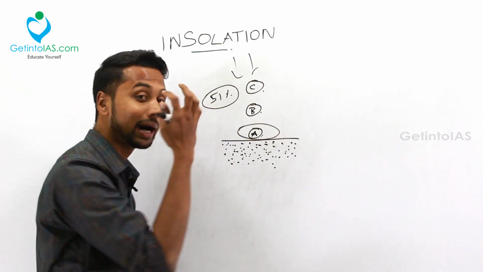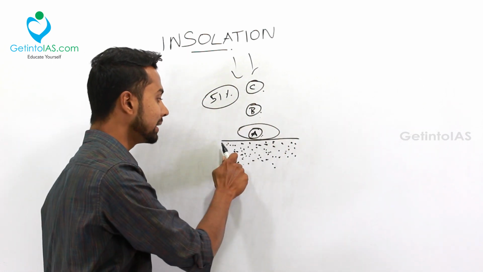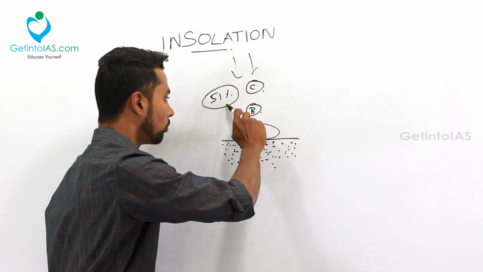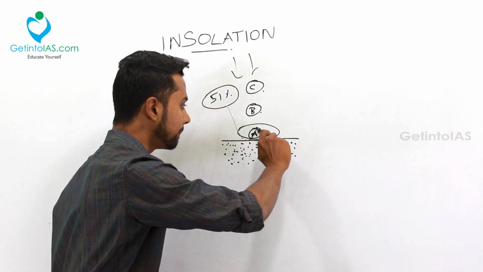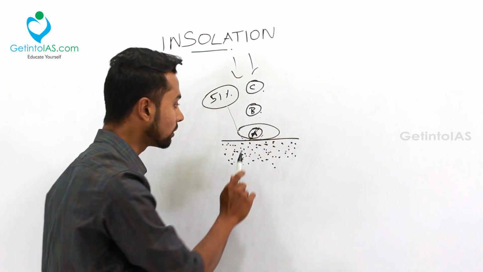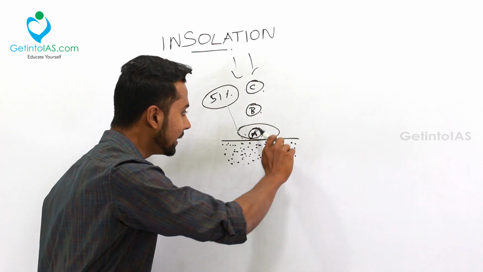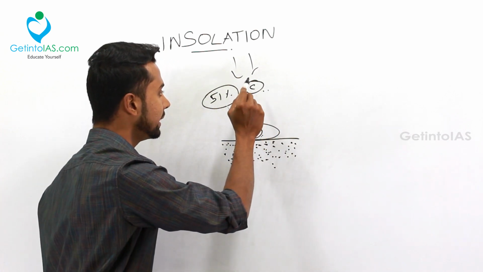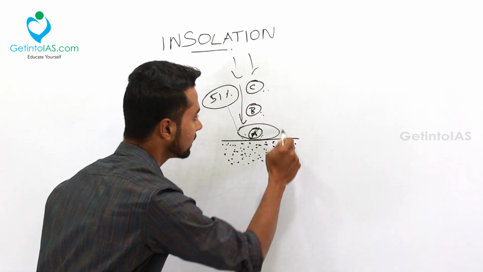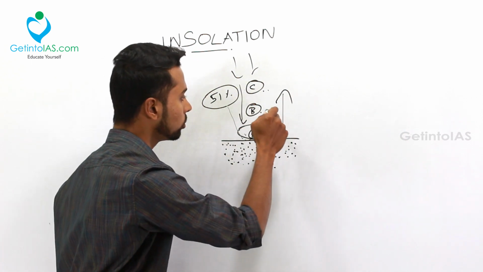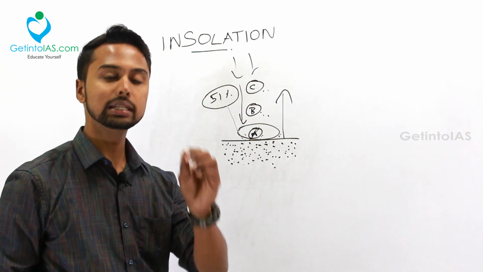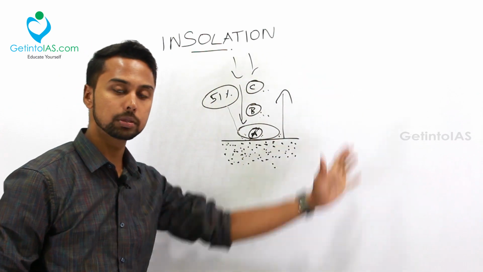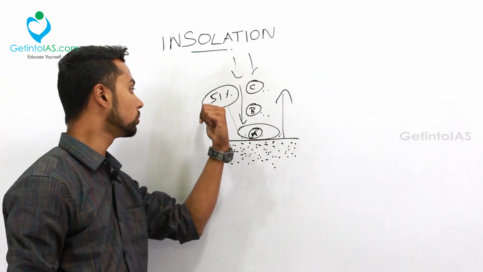Part of that 51% will be absorbed by the land surface, and the remaining is radiated back. While it is being radiated back, the heating starts from this area only. This area starts heating, next B, next C. So the heating process is not from the top; it happens from A to B to C. That's why you see the maximum temperature at point A and not at point C. This concept is known as terrestrial radiation with respect to this 51%.